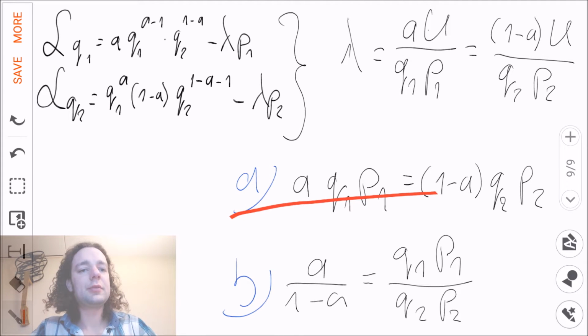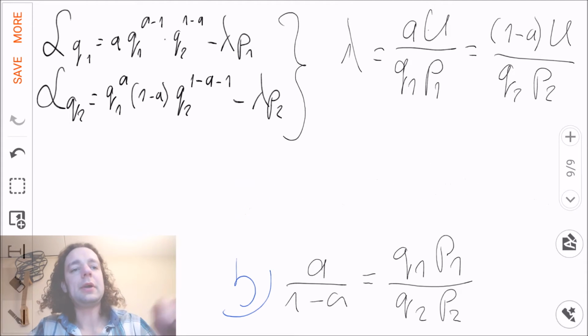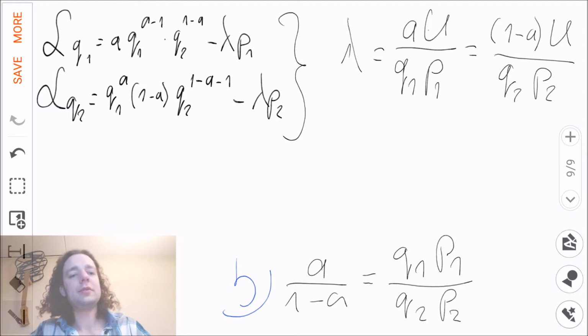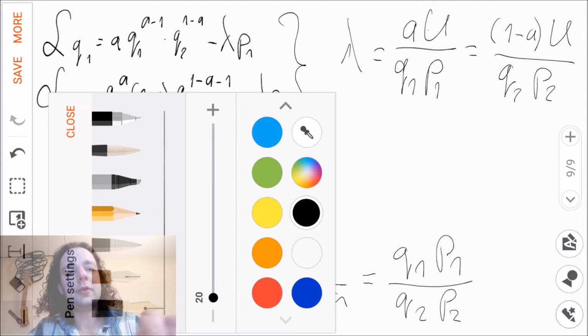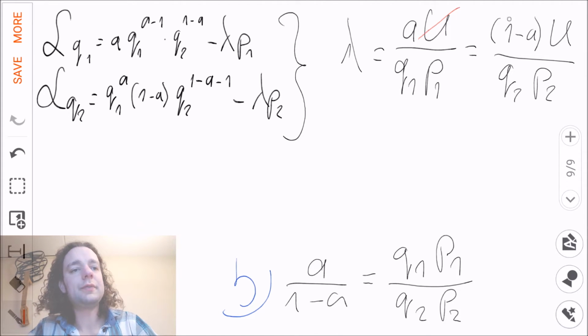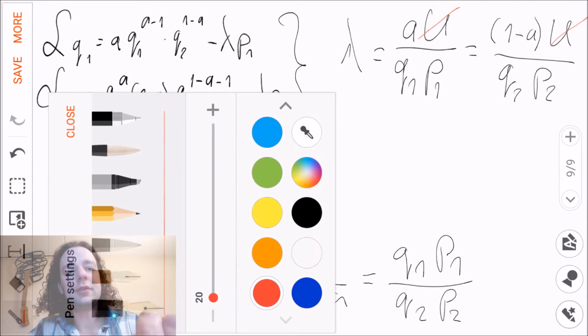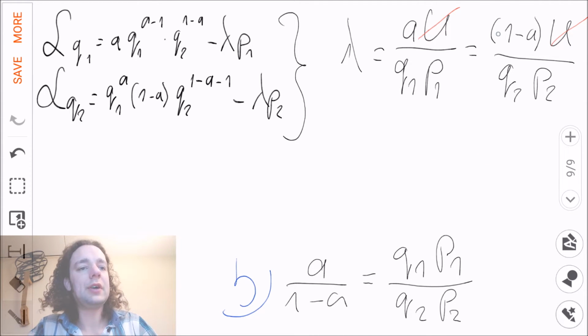Unfortunately, A is completely incorrect. Okay, so B is completely correct. Why? Fairly simple. First, remove the U's because they're on both sides, right? So they cancel out. Then we're left with A on this side, 1 minus A on that side. We divide by this, okay? And to get that one on the other side, we'll multiply. Simple.